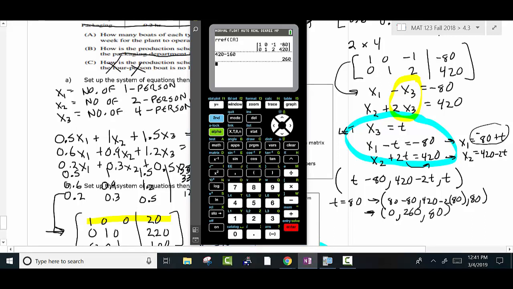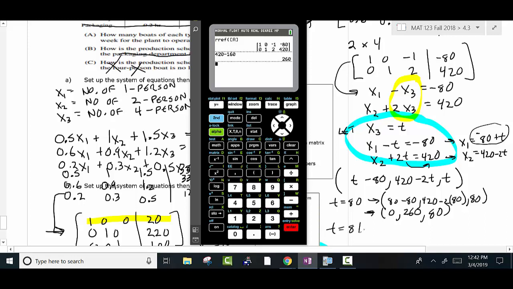So what that means is this. Let me see if you guys understand that. What's the meaning of the 0? What does that represent? One-person boats. So none of those, 260 of the 2-person boats, and then 80 of the 3-person. That's a possible solution that would optimize that. Okay, so you have many solutions on this. Okay, let's just do one more.